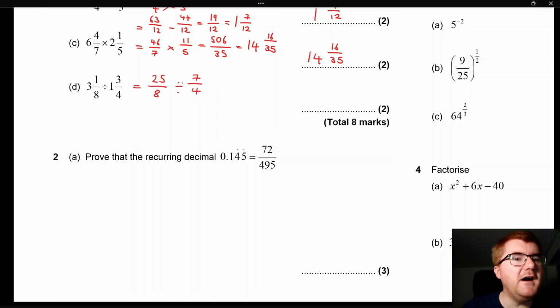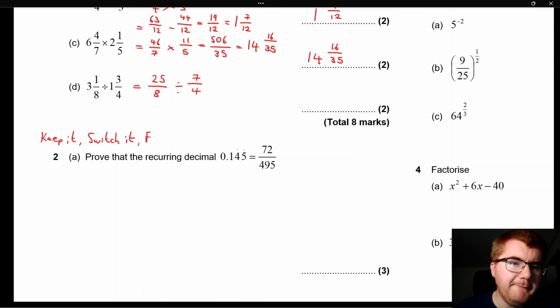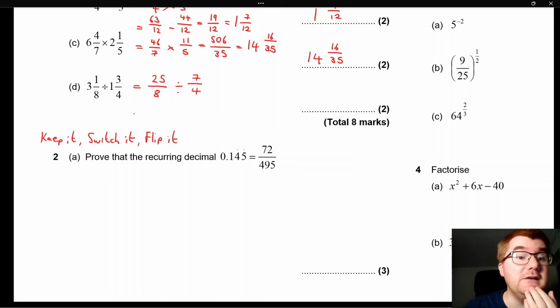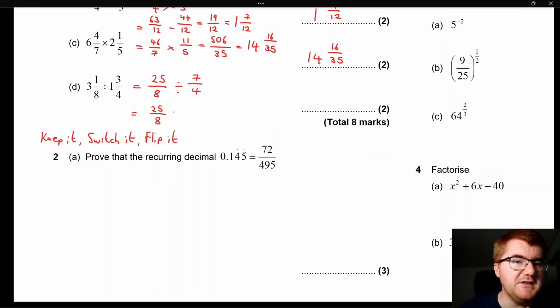Now here, when we're dividing with fractions, again, we need to remember, keep it, switch it, flip it. That's a phrase I love to use with students. So we keep the first fraction, we switch the sign in the middle to a multiply, and we flip the last fraction. So let's see what that actually looks like. We keep the first fraction, so 25 over 8. We switch this to a times, and then we flip this fraction, which means we get 4 over 7.